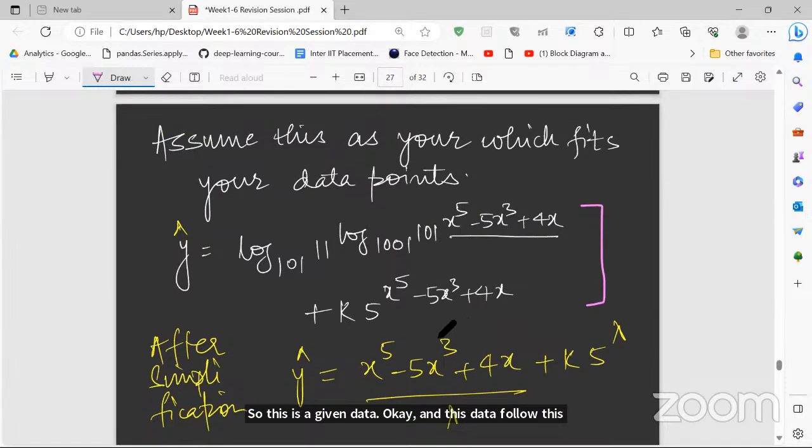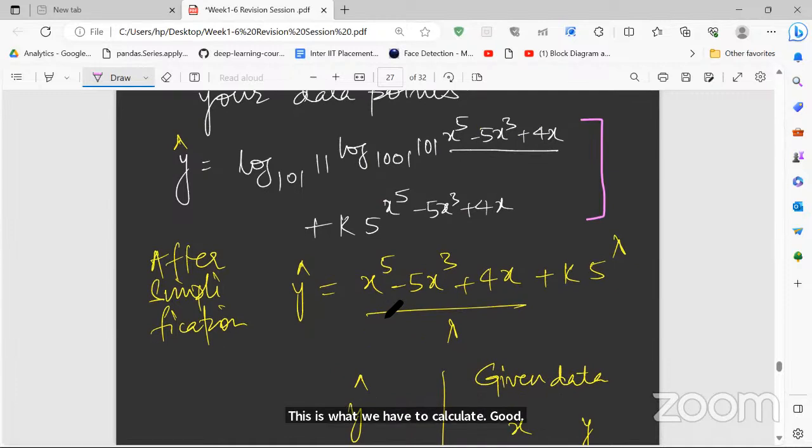Okay, and then you have to minimize the squared error. At what value of k will the SSE, the error, be minimum? This is what you have to calculate. Did you get the question? Did you understand?